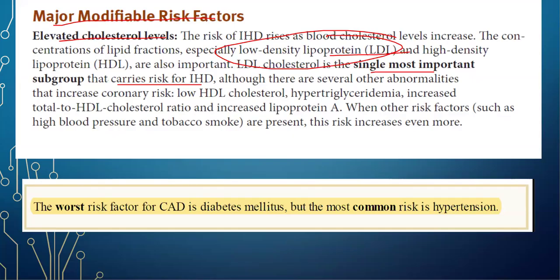Now, the question comes from here in a different way. You need to remember that the single most important risk factor for ischemic heart disease is high cholesterol or high LDL. What is the worst risk factor for a patient who has coronary artery disease? That's diabetes. And what is the most common risk factor? Hypertension. So three things: most important is LDL cholesterol, worst risk factor is diabetes, and most common is hypertension. The question comes exactly like this. They ask you, what is the most common risk factor for ischemic heart disease? Okay.